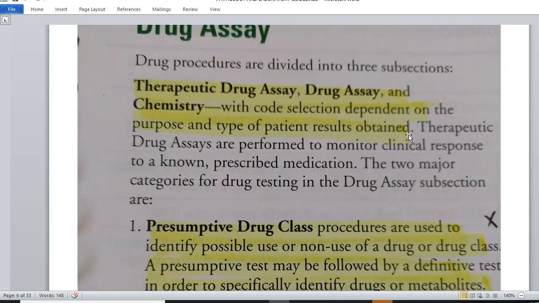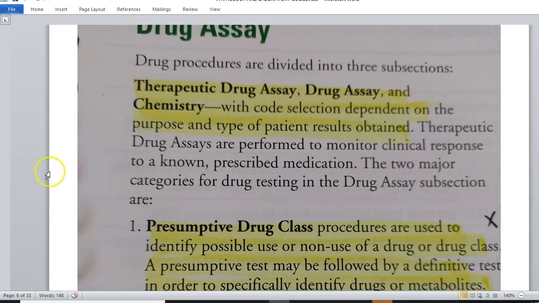So we have two main types of drug assays. We have the therapeutic drug assays, which are for drugs that we put in the patient by prescription. There are the drug assays, which are looking for things like illegal drugs and other over-the-counter substances, and chemistry, which is when we look at different types of drugs that could be in the body, think like heavy metals like lead. Now, the code selection is dependent on the purpose and the type of patient results obtained.